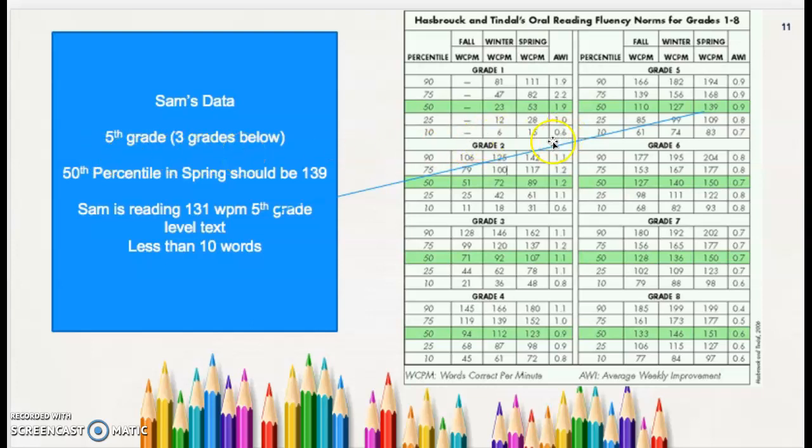And then you use the chart and you see, okay, a 5th grader, he was reading 131. At the end of 5th grade, most of them, 50% of those readers, an average reader, reads about 139 words per minute. Okay, so he is at 131, which is less than 10 words. So that can be his independent reading level. So based on that, you can then start creating goals.